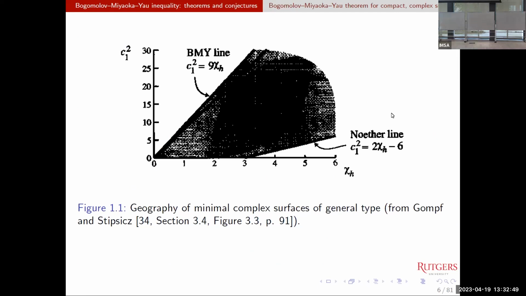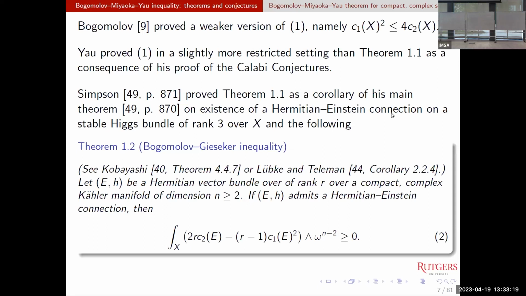And this is the famous picture of the geography plane. The coordinates are a little bit different, I'll explain that later, but I stole this from John. So this is the known region for minimal complex surfaces. Then comes the question about how this region is populated by symplectic four-manifolds.